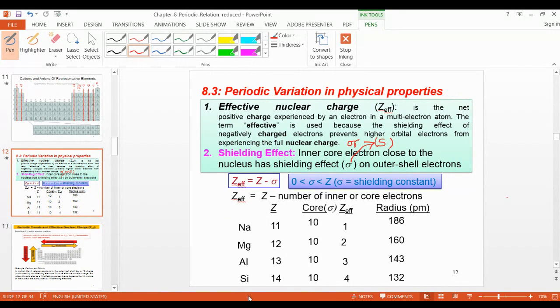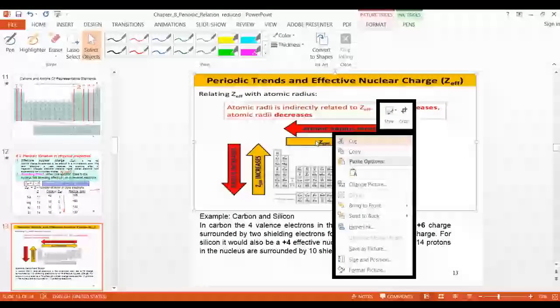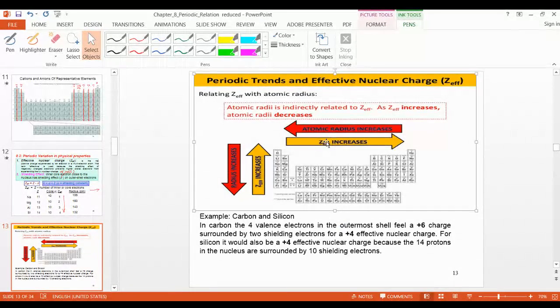See the sodium, magnesium, aluminum, the core electrons are here. Z effective is going to increase. Z effective nuclear charge is going to increase if you are moving from left to right: sodium, magnesium, aluminum, silicon. All right, see it is here. Now effective nuclear charge is increasing. Atomic radius increasing. Ionization energy increasing.